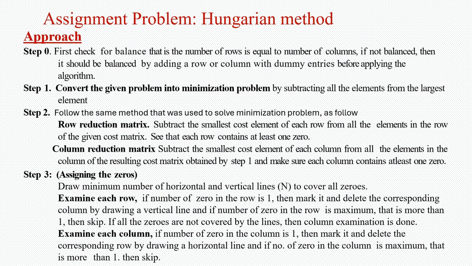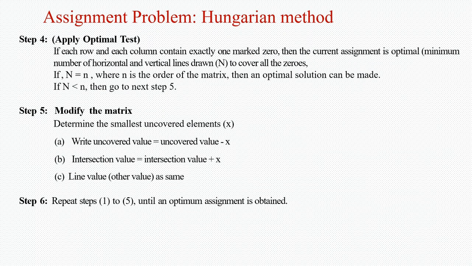Examine each column. If the number of 0s in the column is 1, then mark it and delete the corresponding row by drawing a horizontal line, and if the number of 0s in the column is more than 1, then skip. Step 4. Apply the optimal test. If each row and each column contain exactly one marked 0, then the current assignment is optimal.